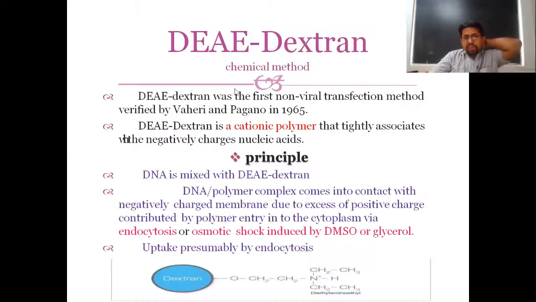Now, DEAE-dextran, diethylaminoethyl dextran, as I show you here. So this entire group is diethylaminoethyl. Dextran just formed a bond. In this case, it is a glycosidic bond which is being formed by the ethyl group, ethanol group, and dextran. So this molecule will help to interact with your DNA molecule. This positive charge will start interacting.